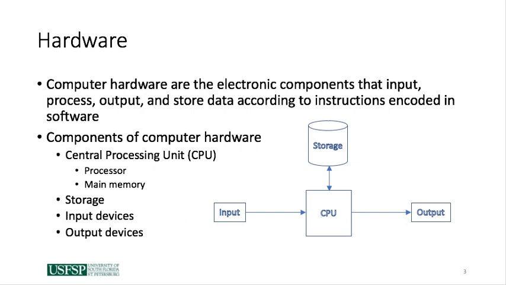In addition to CPUs and storage, hardware also consists of input devices and output devices. As the name implies, input devices are devices that gather data to be used by the CPU. Examples include keyboards, scanners, and so on. Output devices output data, and examples include screens and printers.